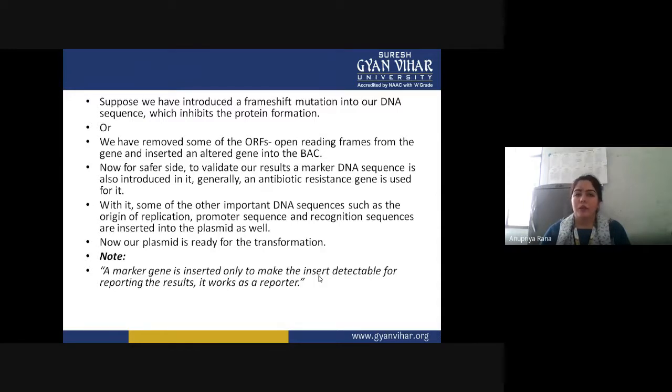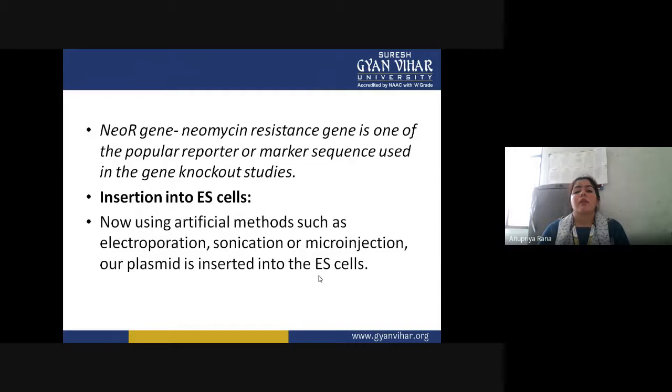So the marker gene is inserted here for reporting where our gene is present. You can see the resistance gene we use for antibiotic resistance is the neo R gene, which is very famous in knockout studies. The neomycin resistance gene is one of the popular reporter or marker sequences used in knockout studies. So this particular sequence is used as a marker sequence or reporter sequence.